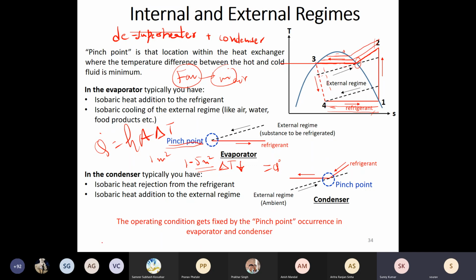So let's draw the two cycles with different colors. For the larger heat transfer area, the cycle will look like this. Whereas for the smaller heat transfer area, the cycle will be the red one, like this.